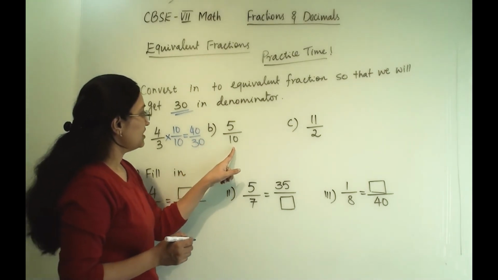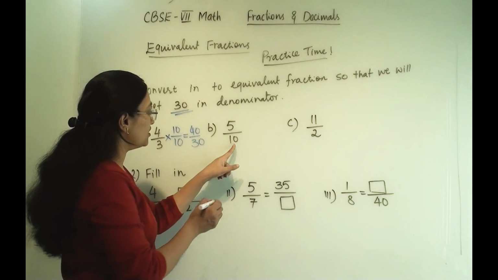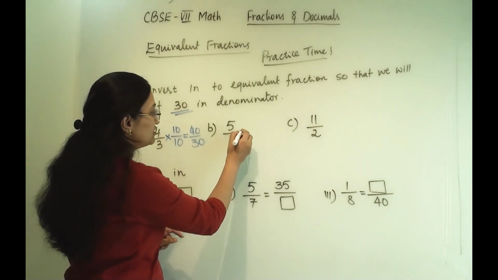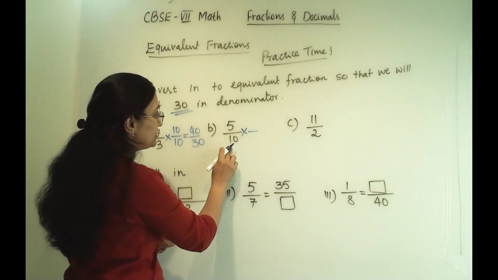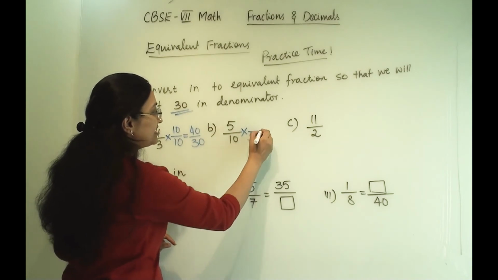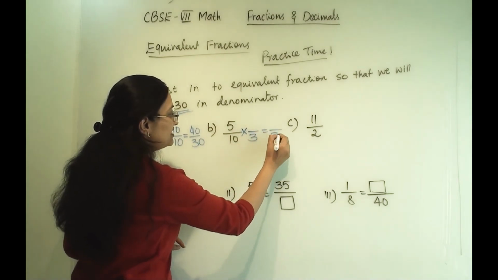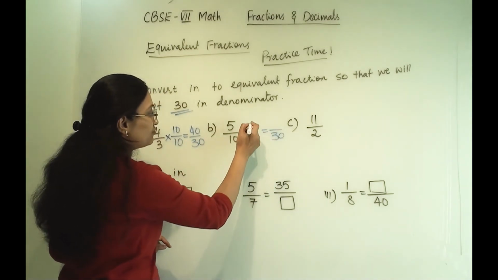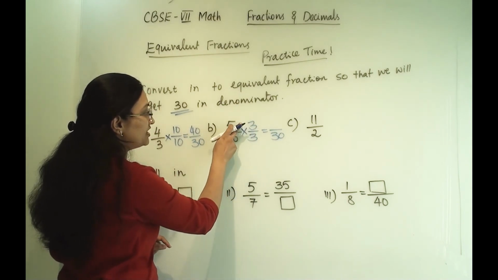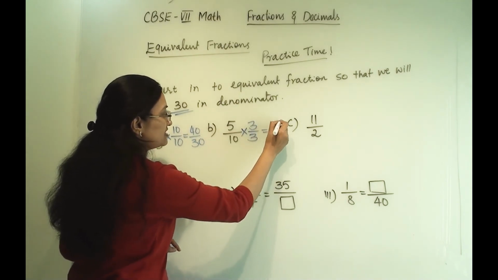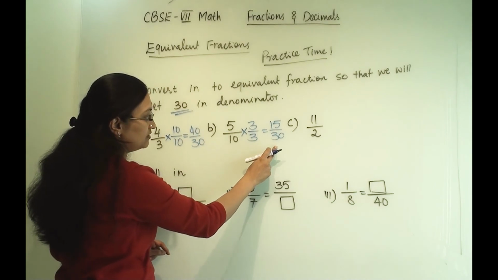So that is how we have converted this into an equivalent fraction. Now next, here also we have to convert the denominator into 30. So we are going to multiply here by 3, then only we will get 30 as denominator. But by doing so we have to multiply 3 in the numerator also. So our answer is 15 divided by 30.